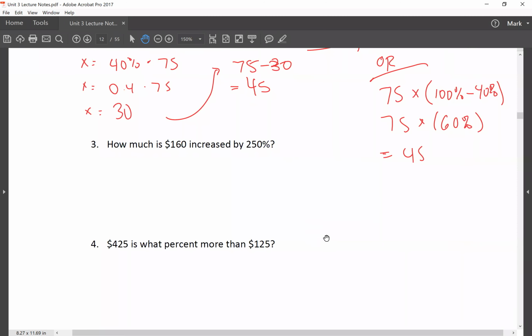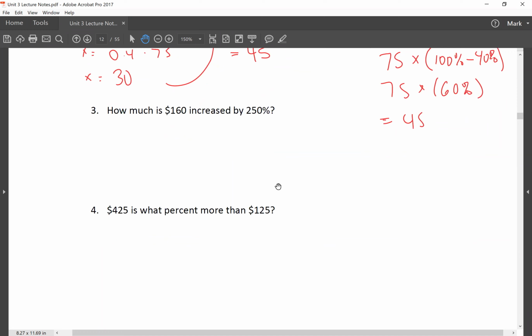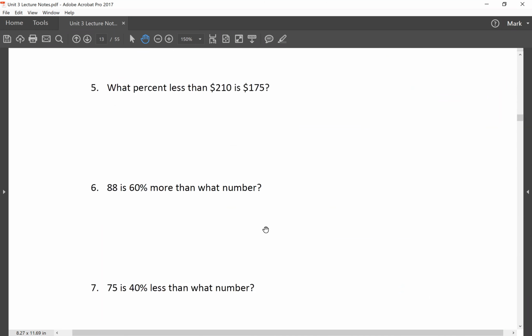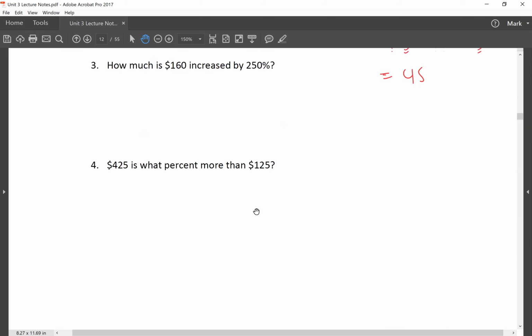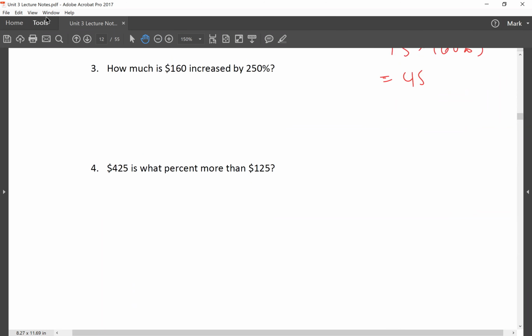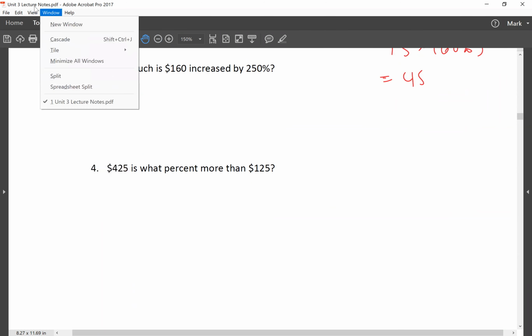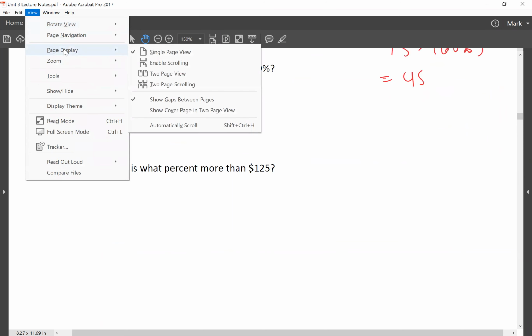So why don't you guys try some of this? Number 3, number 4. There's a lot of them. I'd like you to do at least one percent increase and one percent decrease before we finish today.